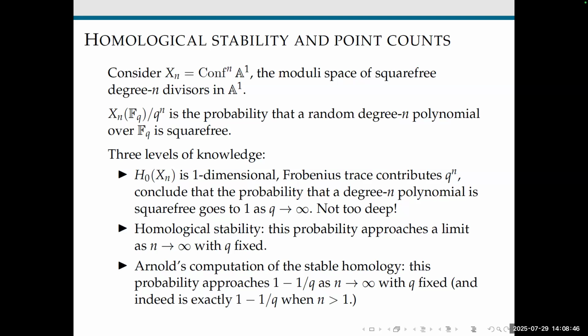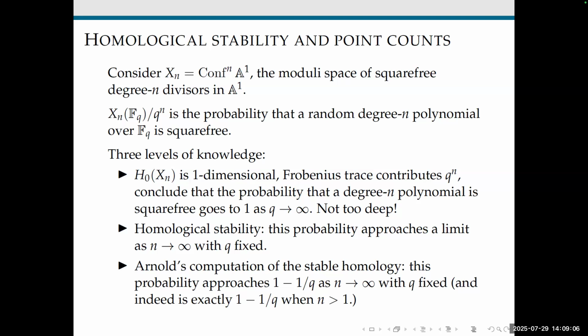So again, I told you that this space, the configuration space of A1, is the space whose F_q points are the monic square-free polynomials. And q to the n is the number of all monic polynomials of that degree. So this ratio is the probability that a random polynomial is square-free. So again, let's look at the 3 levels of knowledge.